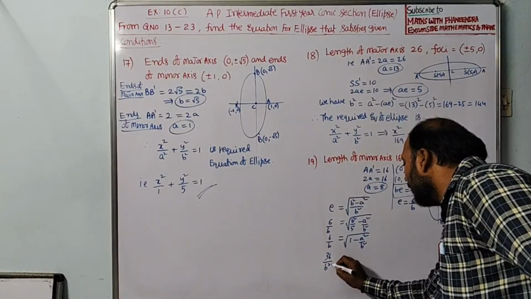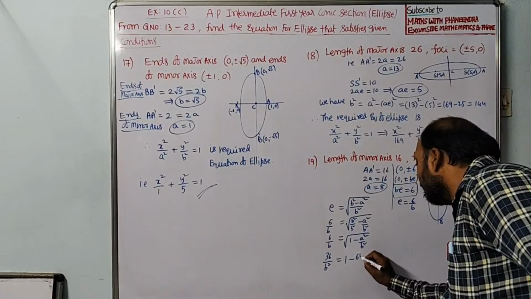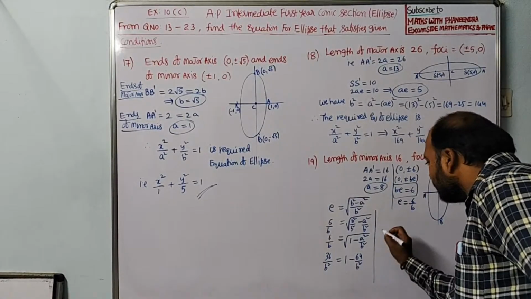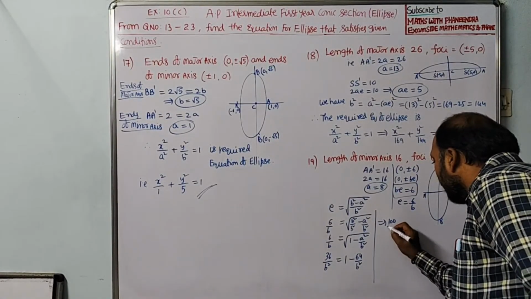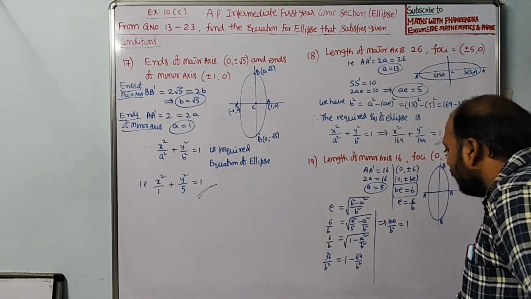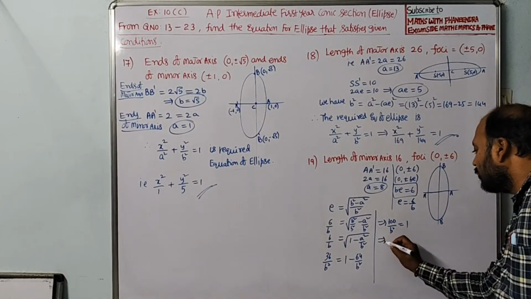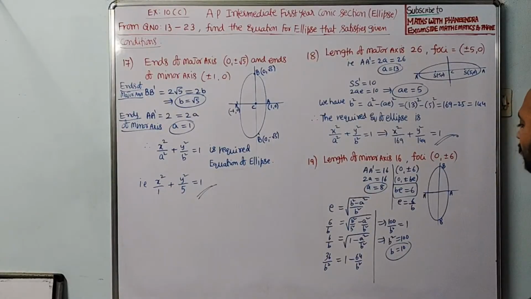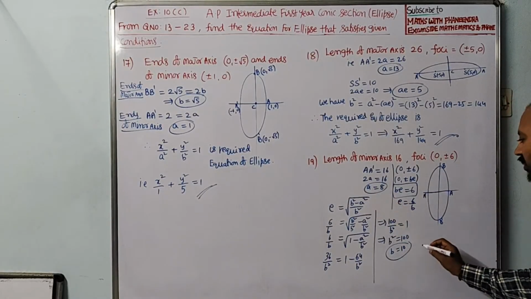36 by b square equals 1 minus 64 by b square. So bring this across, 100 by b square is equal to 1. B square is equal to 100. So A value, B value, we know that now.